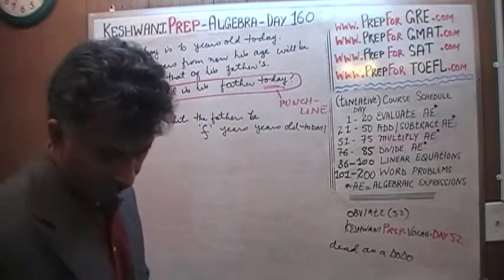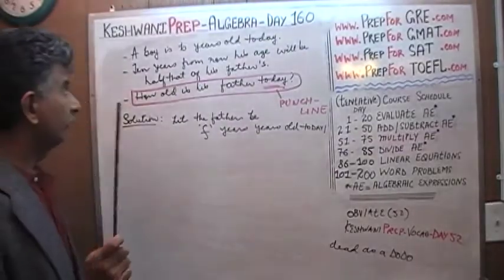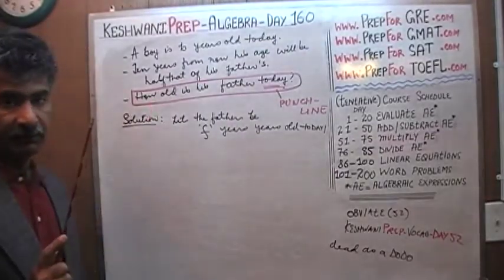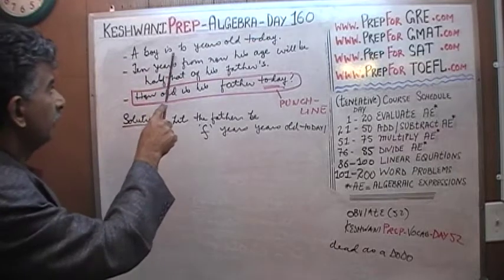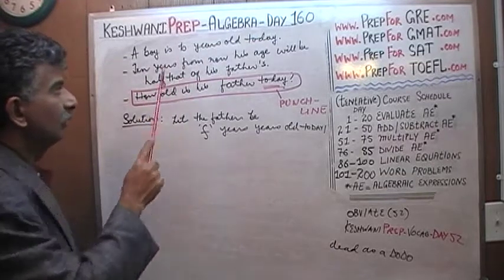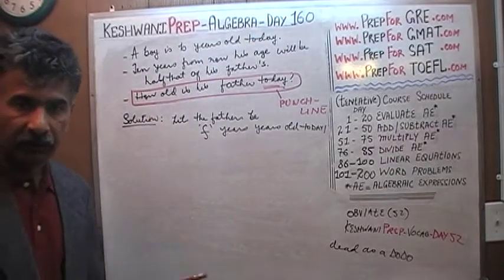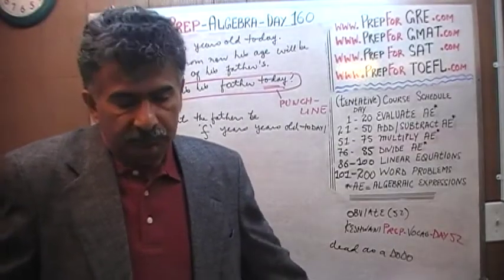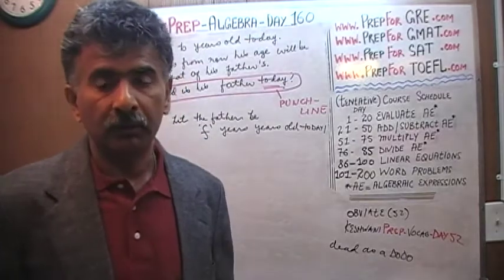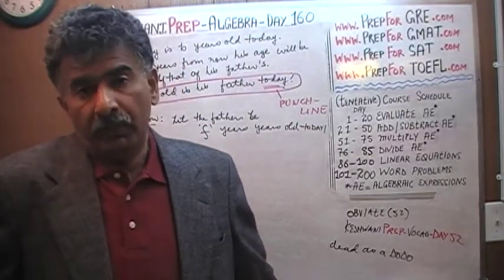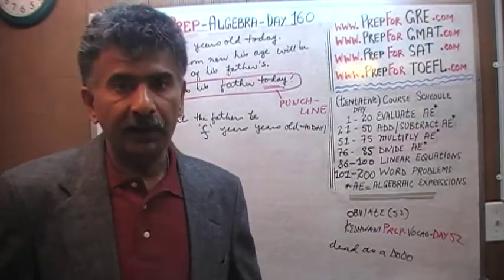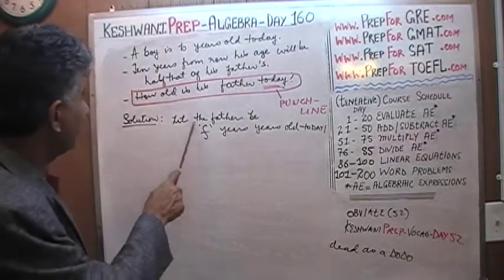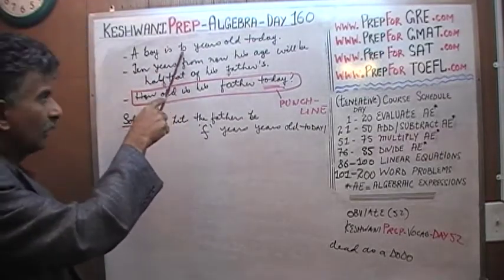B is not the unknown. Understand what's going on here. The language, as I said, of algebra. We are told that boy is B years old today. We are told how old he is today. He's B years old. It's a known quantity. How old is his father today? I don't know. I have to find it. Therefore, it's the unknown quantity. Even though they're both variables, B is a known quantity.